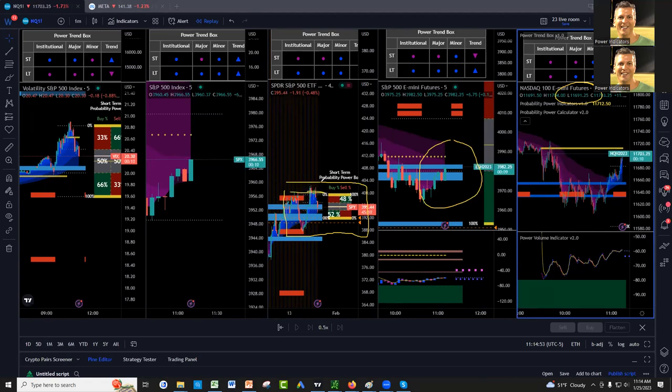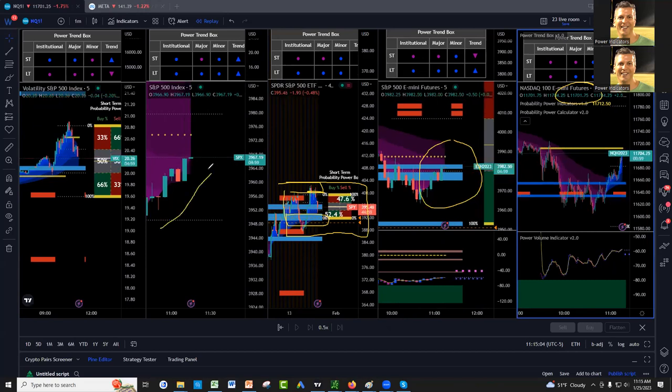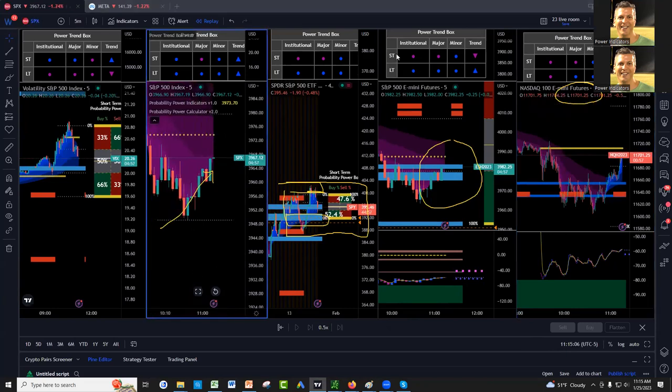Am I at the top of the box? Am I at the bottom of the box like this morning? And then how do we play probabilities within the box, right? And then I have an eye on the SPX. By the way, the box is always there. See, those are the edges.